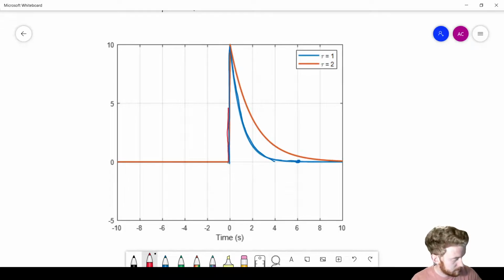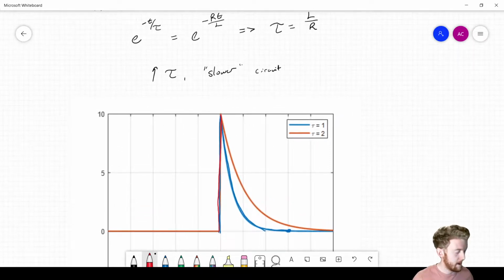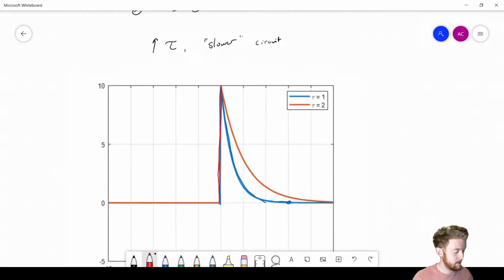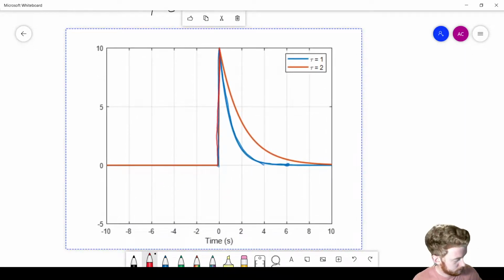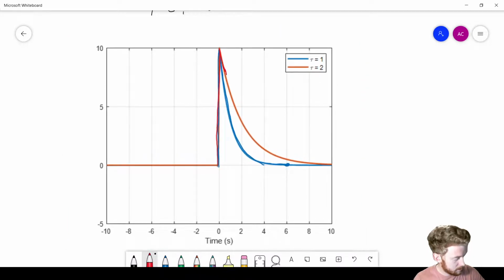Now for the second one with the time constant tau equal to 2, meaning it either has half as much resistance or twice as much inductance, what's going to happen is that it's going to take longer to reach its steady state. We said before that at 6 seconds we were pretty much done for time constant tau equals 1, but for 6 seconds here we still have a good amount of current. It might take us even closer to 10 seconds before we get completely down to 0. So this shows you the effect that time constant has on these circuits. If you have a higher time constant, that's going to equate to a slower or a laggier circuit.